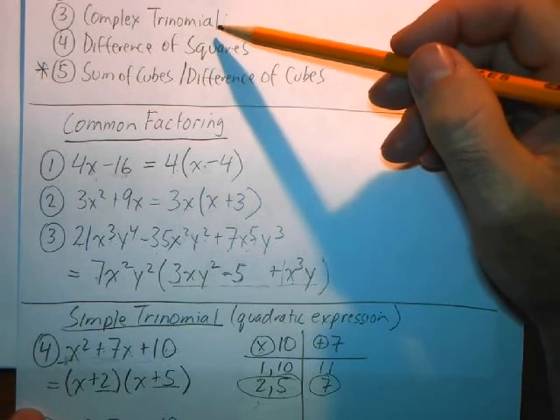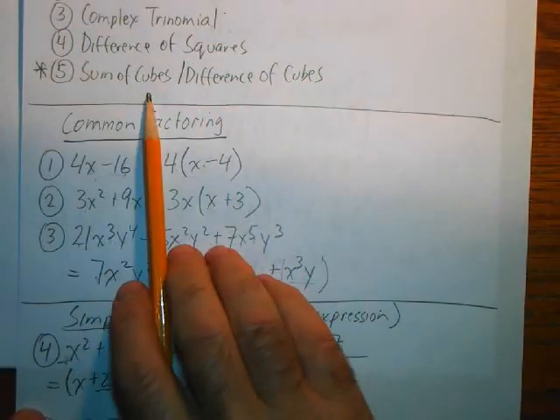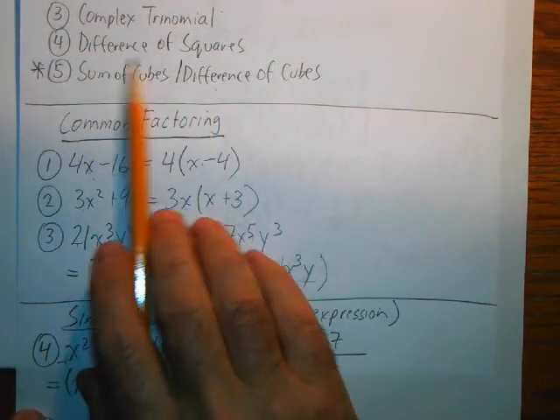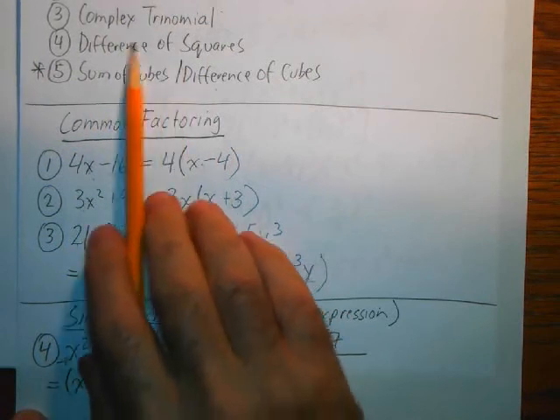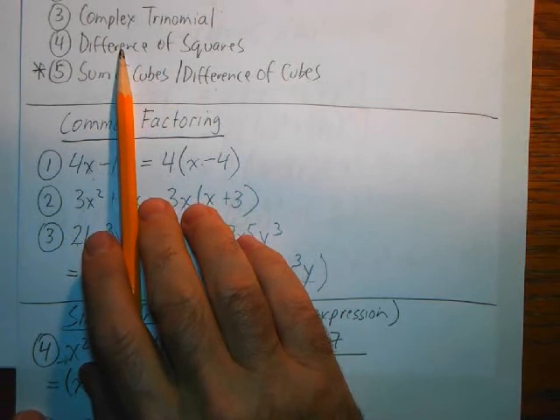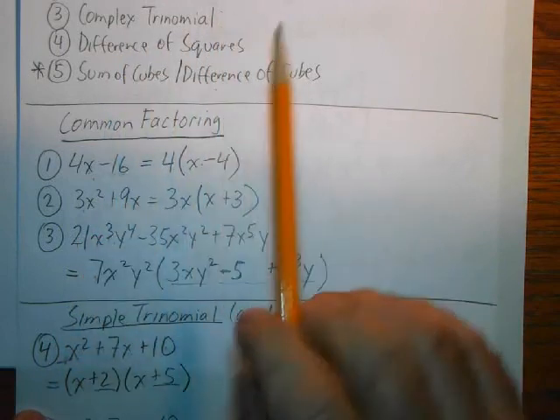You notice what's missing here is the sum of squares. So if you had a sum of squares like x squared plus 4, that is not factorable, because you can never get it to work. So that's why that's missing, and that's why you can have a sum of cubes, but you can't have a sum of squares factoring.